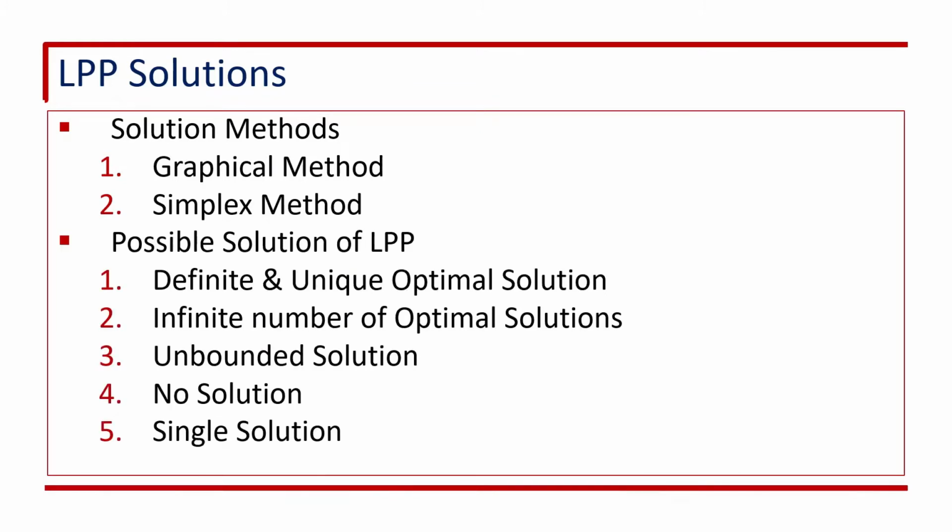First is definite and unique optimum solution. Second is infinite number of optimum solutions. Third is unbounded solution. Fourth is no solution at all. And fifth is single solution. In this video, we will learn about definite and unique optimum solution with an example.